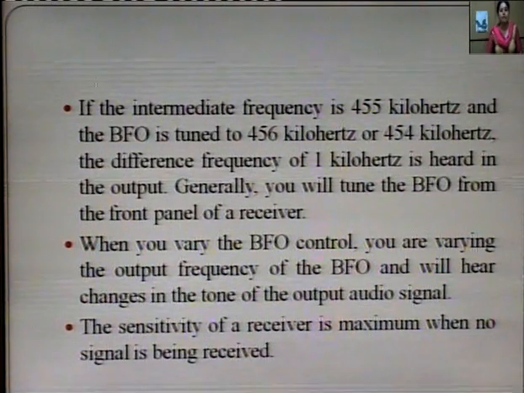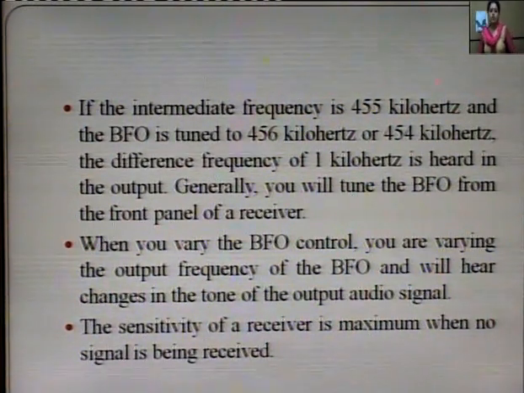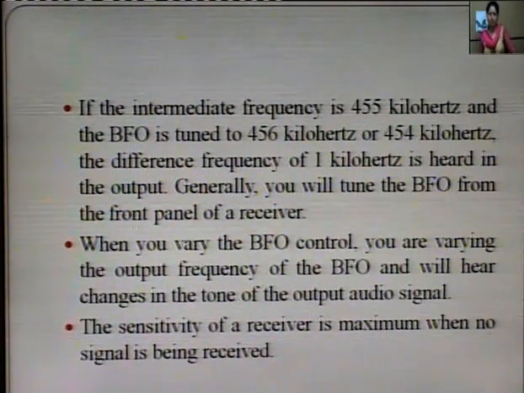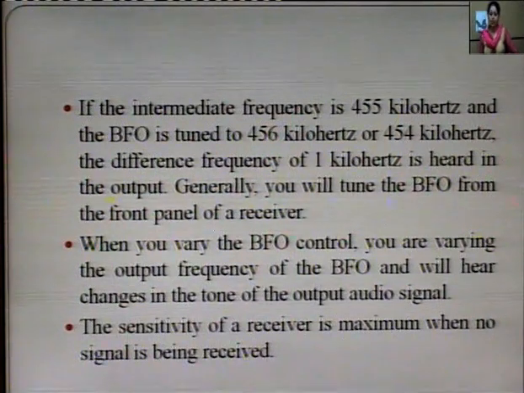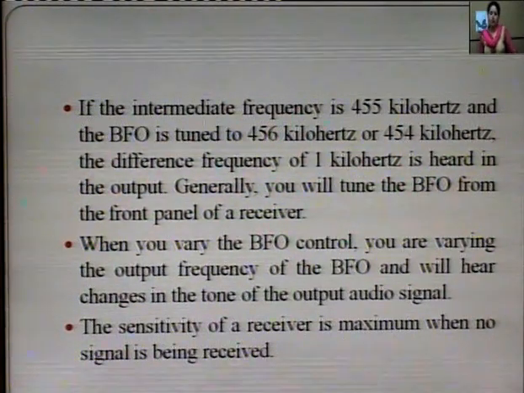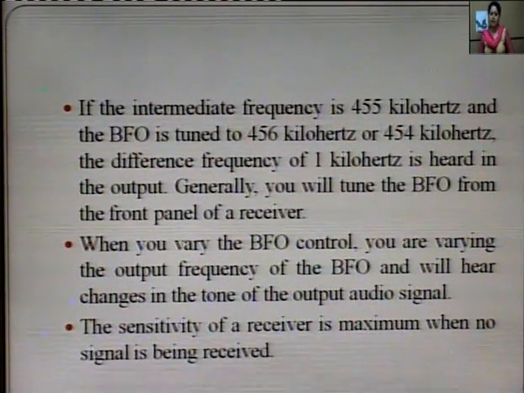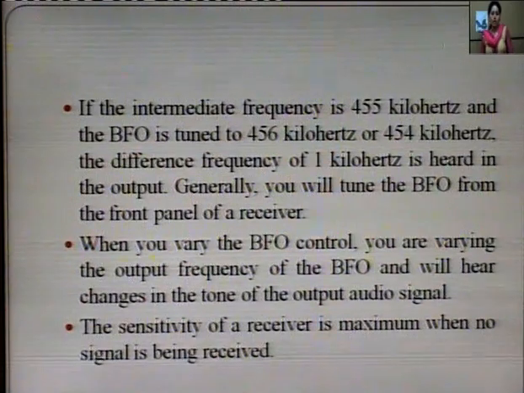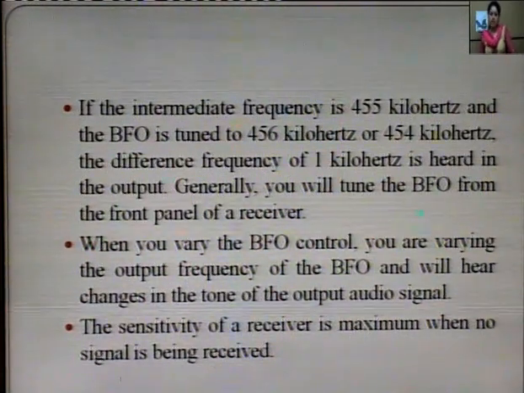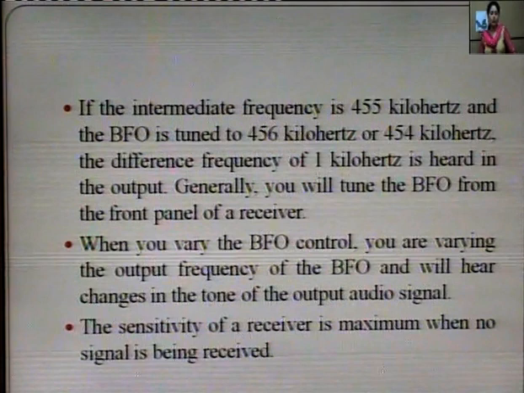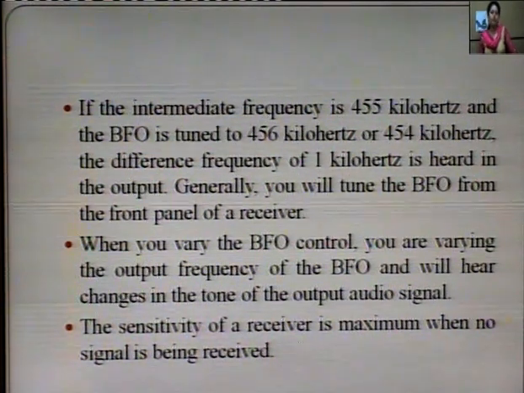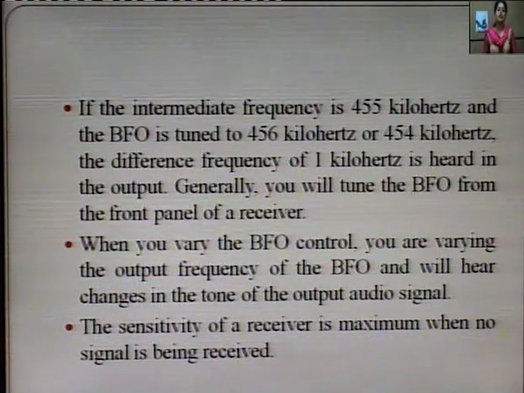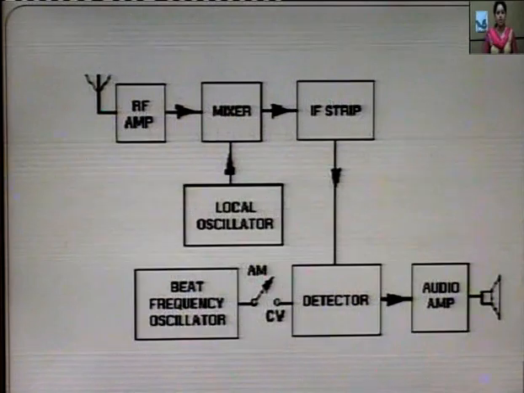Now for example, considering that your intermediate frequency is 455 kilohertz and your beat frequency oscillator is tuned to maybe 456 or 454 kilohertz, the difference will be 1 kilohertz. 455 from 456 or 454, you are having the difference of 1 kilohertz, and this 1 kilohertz difference is heard in the output. Generally you will tune the beat frequency oscillator from the front panel of the receiver. When you vary the BFO control, you are varying the output frequency, and the sensitivity of the receiver is maximum when there is no signal received at your receiver point.